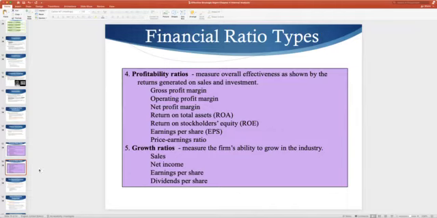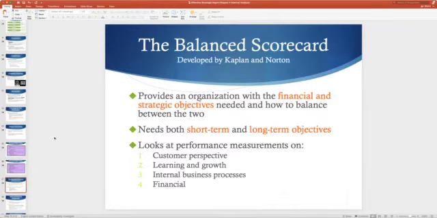Let's jump over to something called the balanced scorecard. Now, the balanced scorecard was developed by Kaplan and Norton out of Harvard. And when they developed this, it was because of the need that firms, prior to the balanced scorecard being developed, the only way that they really measured that firm's performance was based on financial.